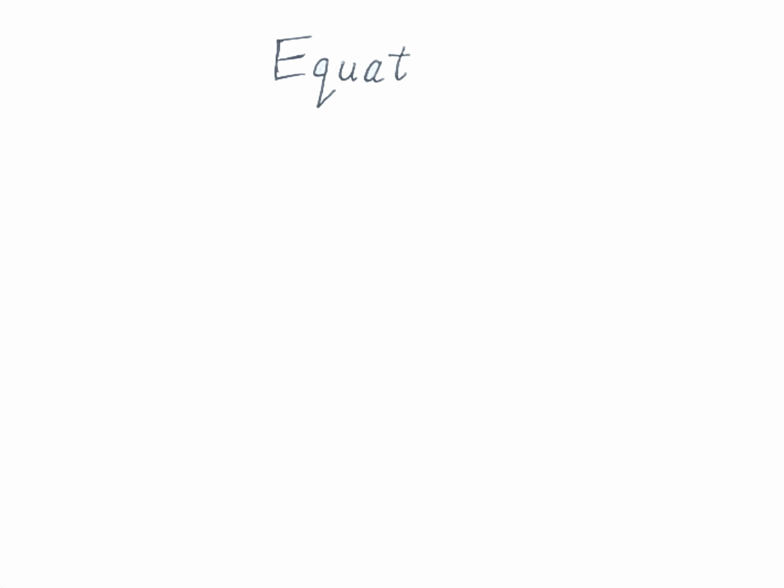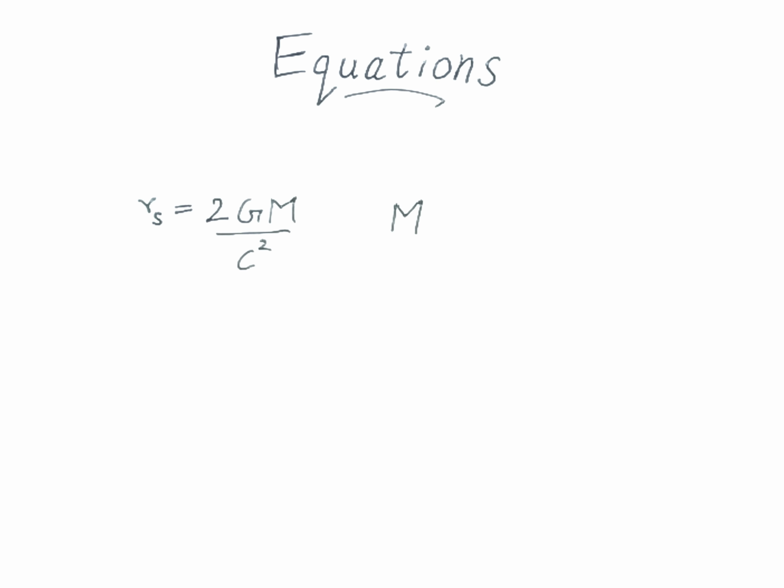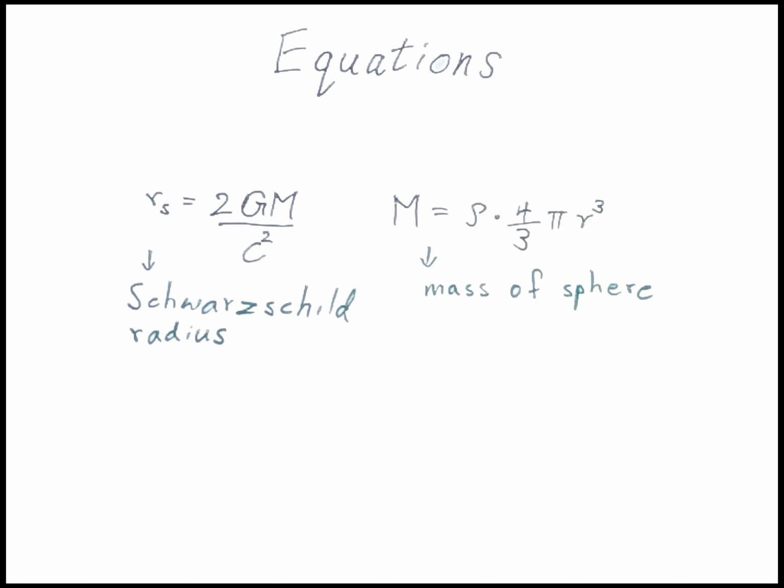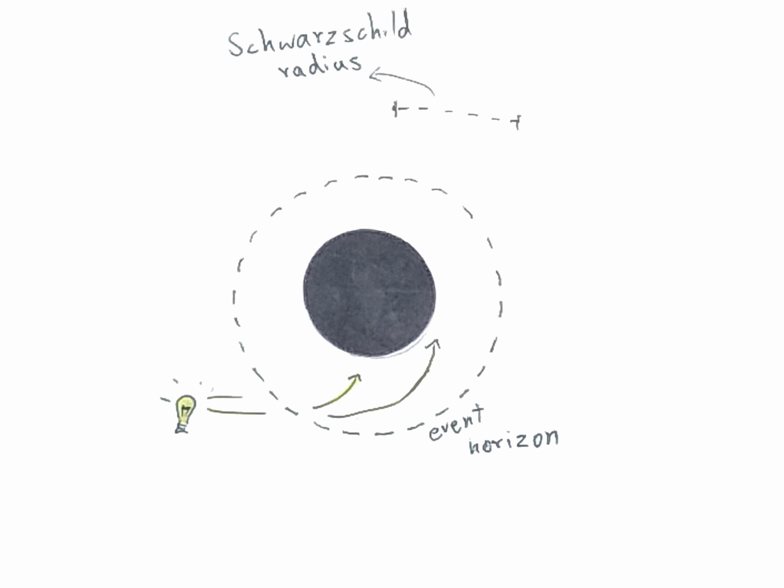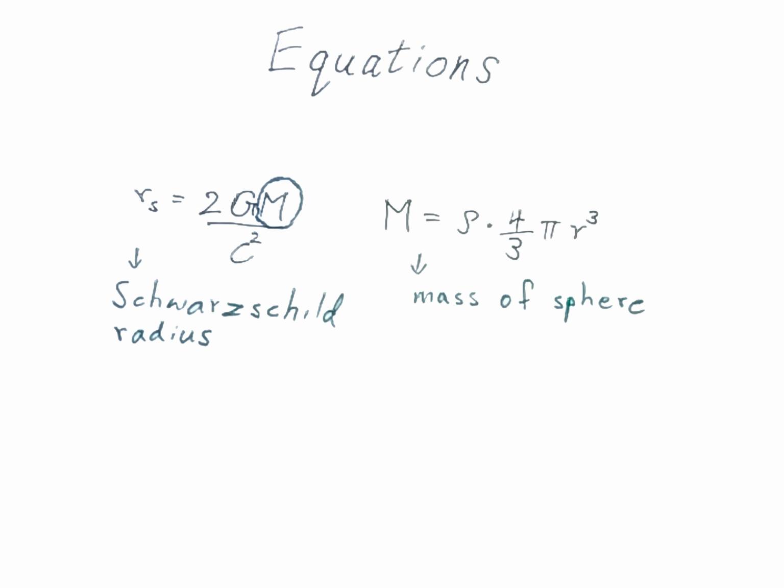Now let's crunch some numbers using these equations: the Schwarzschild radius and the mass of the spherical object. Named after the awesome Carl Schwarzschild, this radius is the distance from the black hole center to its event horizon. And guess what? It depends solely on the mass of the black hole. The heavier the black hole, the larger its Schwarzschild radius.